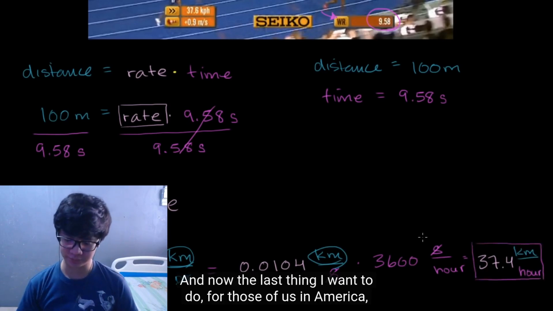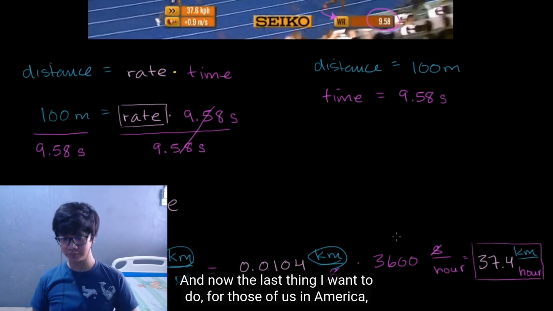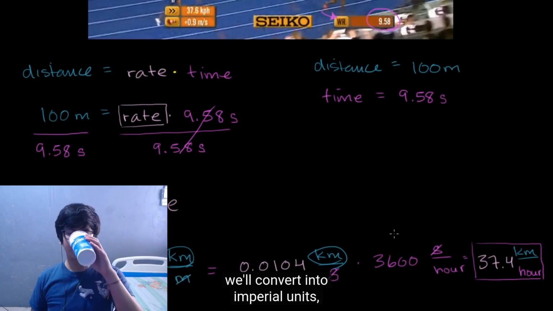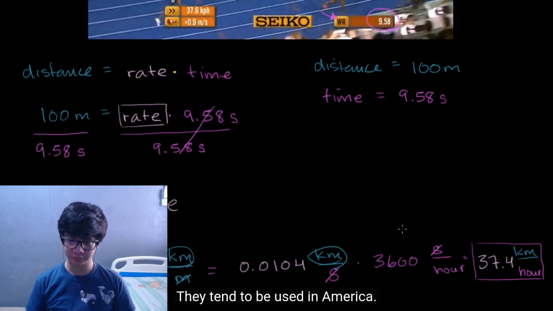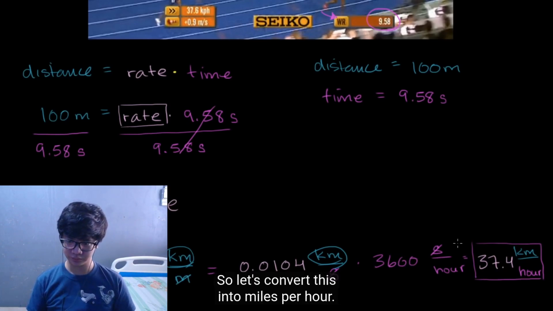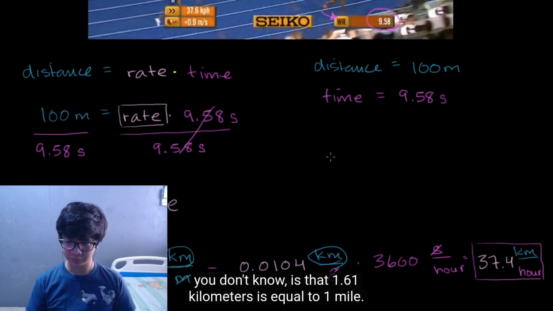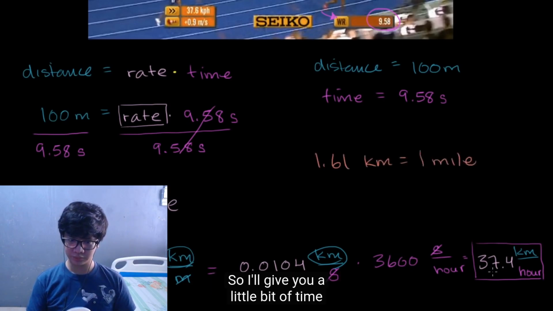And now the last thing I want to do for those of us in America, we'll convert into imperial units, or sometimes called English units, which are ironically not necessarily used in the UK. They tend to be used in America. So let's convert this into miles per hour. And the one thing I will tell you, just in case you don't know, is that 1.61 kilometers is equal to 1 mile. So I'll give you a little bit of time to convert this into miles per hour.